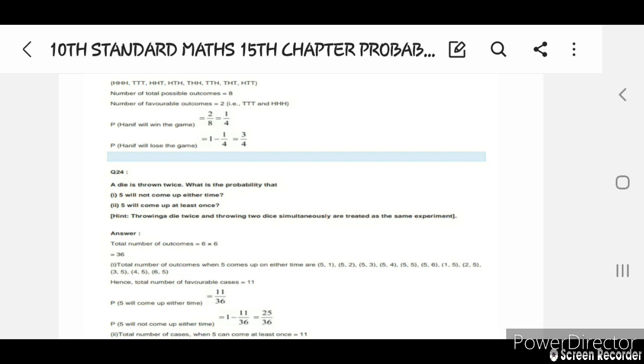Next, Hanif will lose the game with probability 1 minus 1 by 4, that is equal to 3 by 4. So with 3 by 4, he will lose that game. Okay.